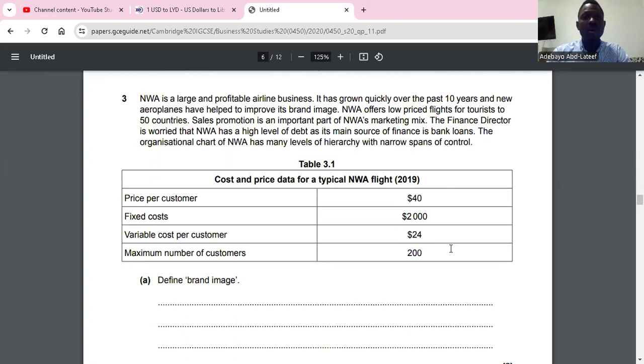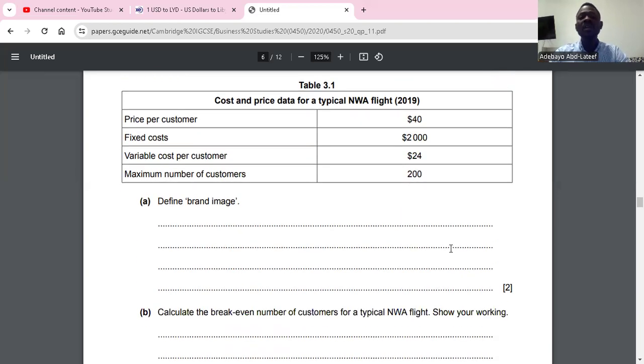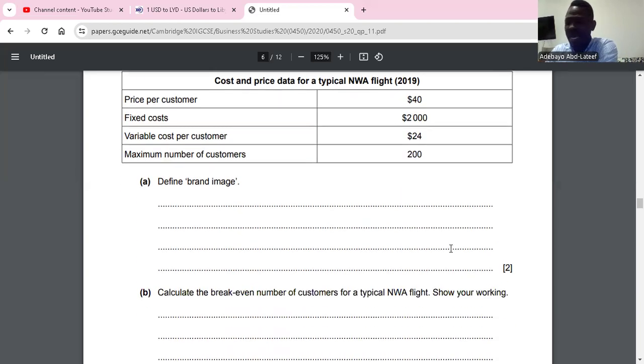Question 3. Why is a large profitable? It's there for people to read. We have the price per customer, we have the fixed cost, we have the variable cost. The maximum number of customers are there. First question says define brand image. Brand image is the unique name of a business or a product that makes it different from those of its competitors or rivals. I think that point is clear. Yes. So we'll go to question 2.